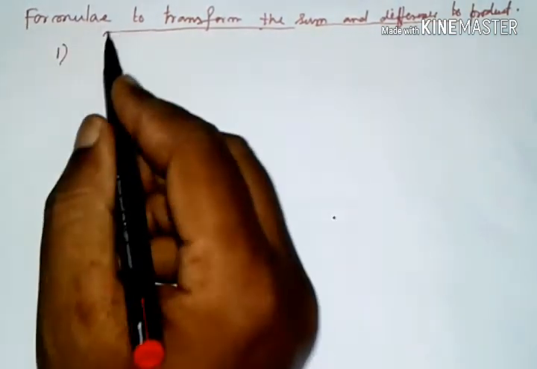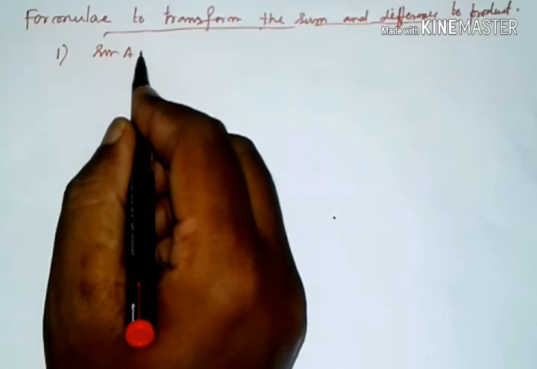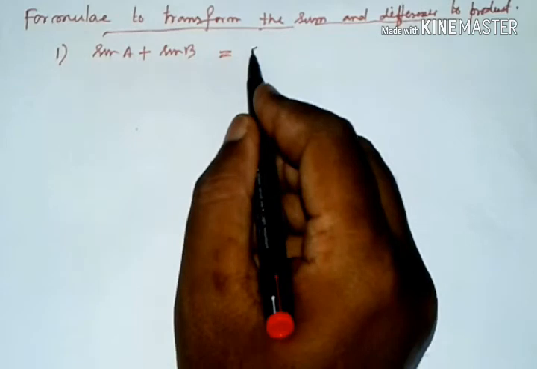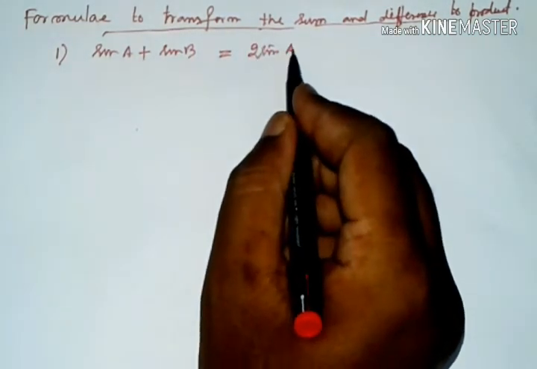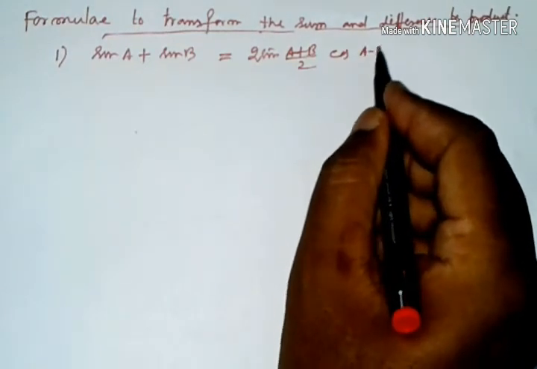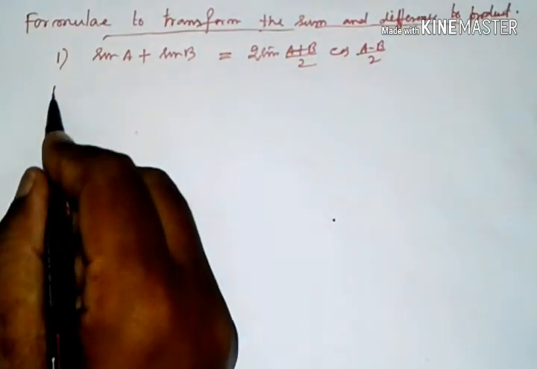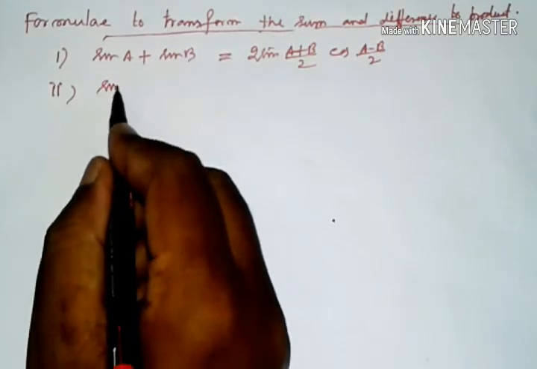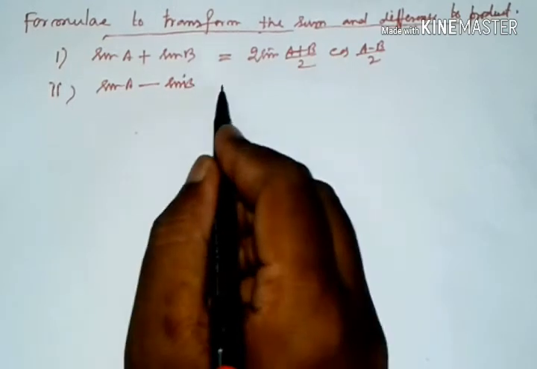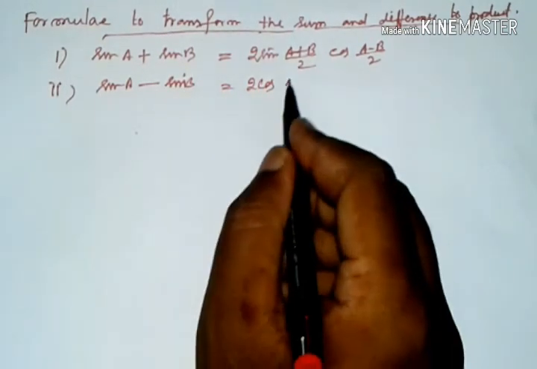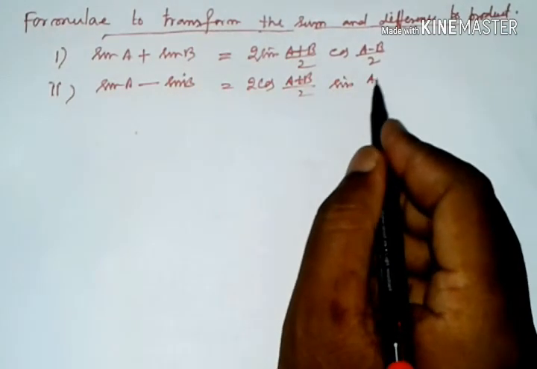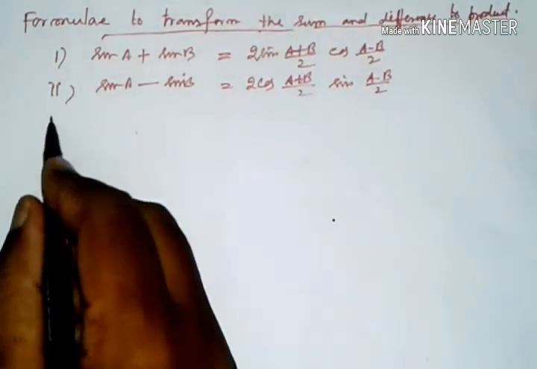First one is sin A plus sin B is equal to 2 sin A plus B by 2 cos A minus B by 2. Second one, sin A minus sin B, this is 2 cos A plus B by 2 sin A minus B by 2.